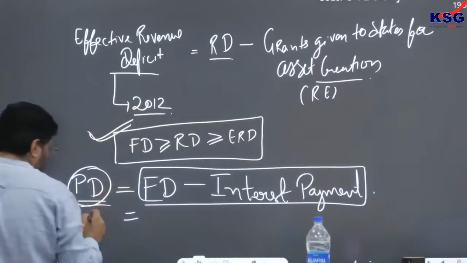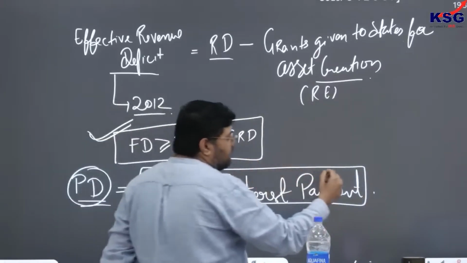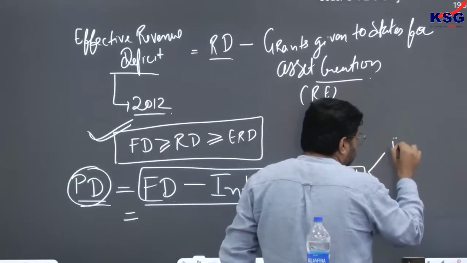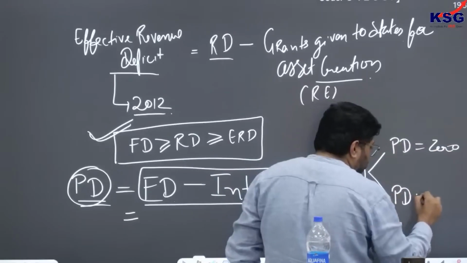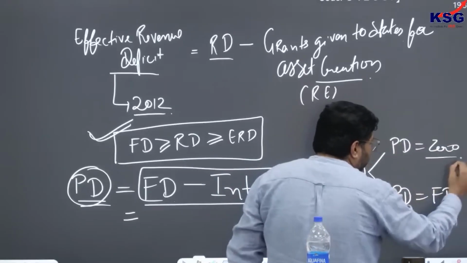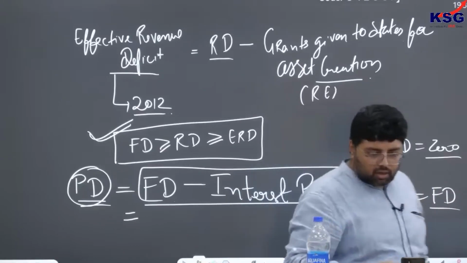See, now there can be two things. If I take hypothetical values, one is PD equal to 0, another is PD equal to FD. So which one is good for the economy? Please tell me in the comment section.